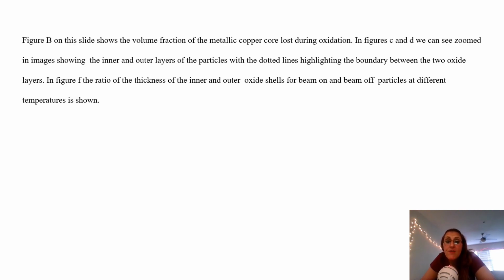Figure B on this slide shows the volume fraction of the metallic copper core lost during oxidation. In Figures C and D, we can see zoomed-in images showing the inner and outer layers of the particles, with the dotted lines highlighting the boundaries between the two oxide layers. In Figure F, the ratio of the thickness of the inner and outer oxide shells for beam-on and beam-off particles at different temperatures is shown.